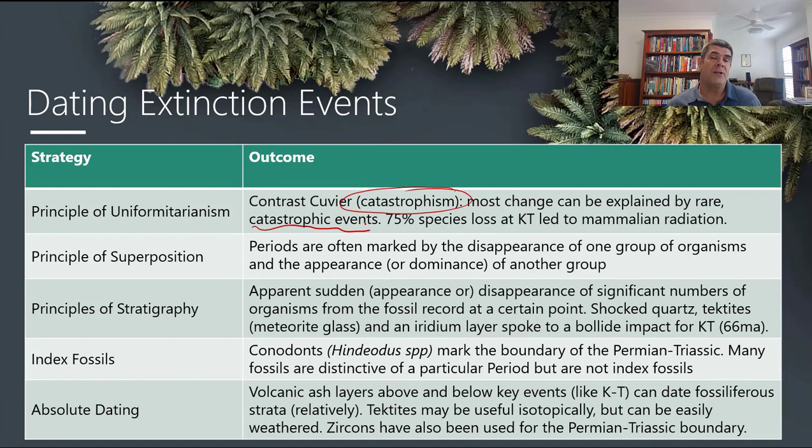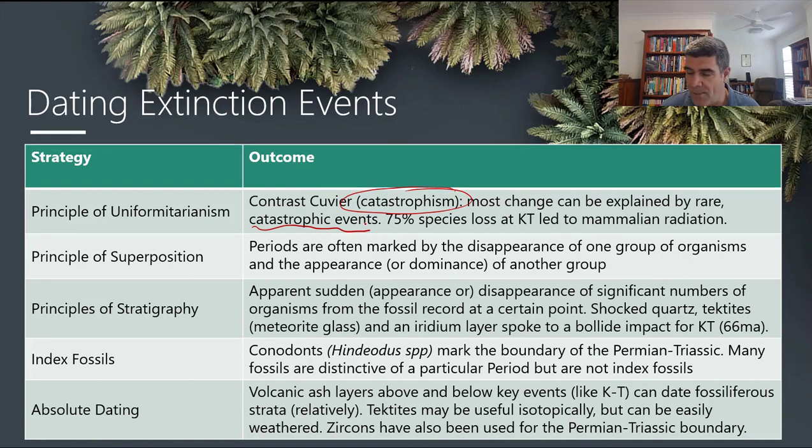So, for example, the death of the dinosaurs led to a radiation in mammals, and certainly they filled a lot of those niches that were previously occupied by some of the dinosaurs. So that 75% species loss did actually open up the environment to a species, or at least a group, that could take advantage of that, and that certainly was the mammals for that particular one.